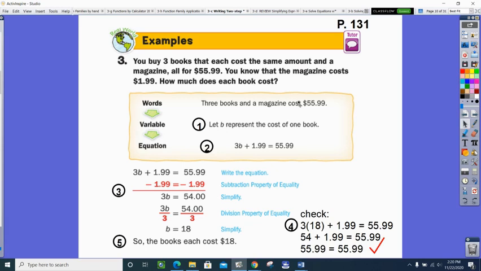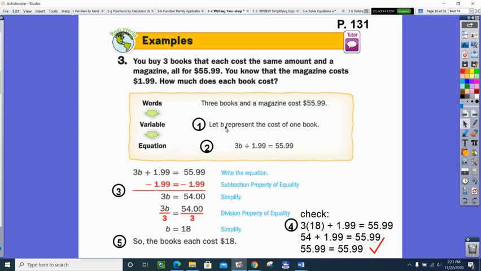So the first thing we're going to do is read this problem carefully. You buy 3 books that each cost the same amount. 3 books, they're all the same amount. Maybe they're $5 a piece. Maybe they're $8 a piece. Maybe they're $4.99 a piece, okay? And you're also going to buy 1 magazine. And your total when you check out is $55.99. Now, you know that the magazine was $1.99, but now you're trying to remember after the fact, you're sitting in the car, what did each book cost? Now read that question. How much does each book cost? That is our unknown.